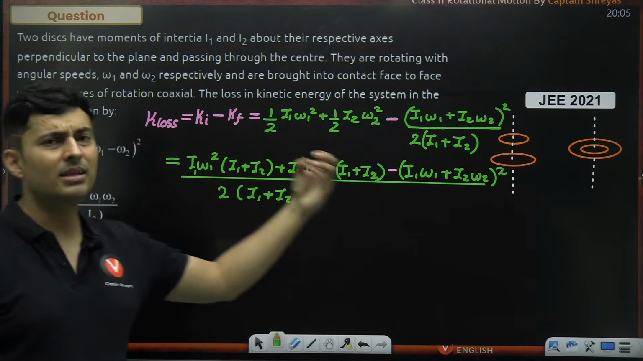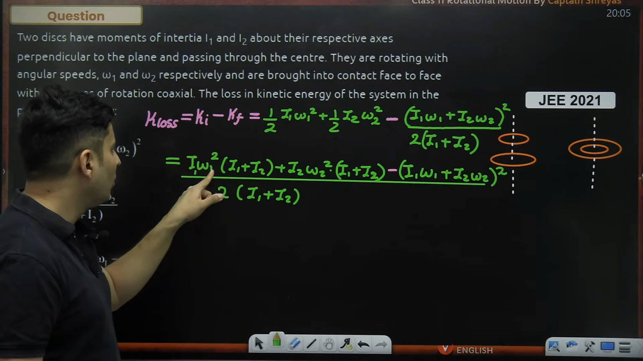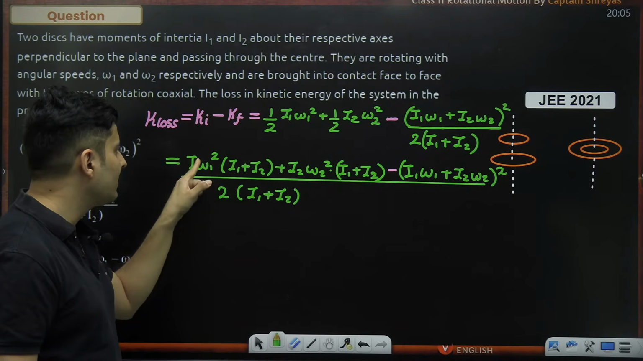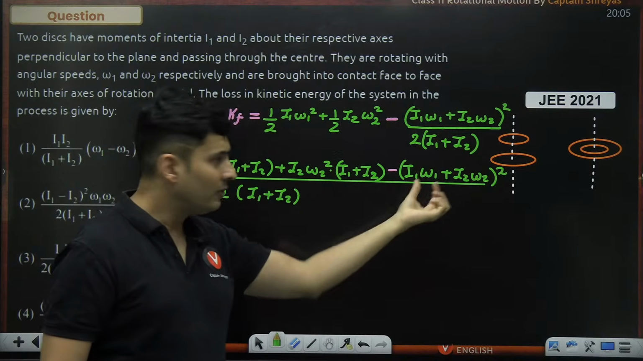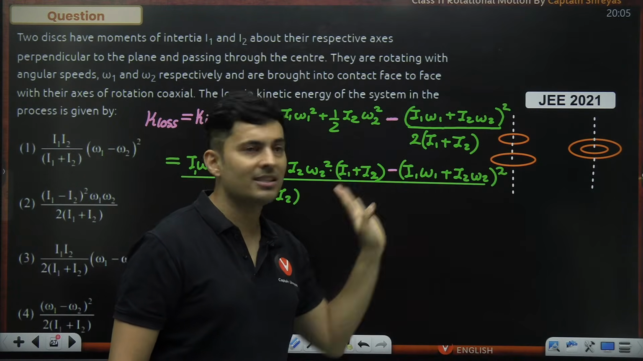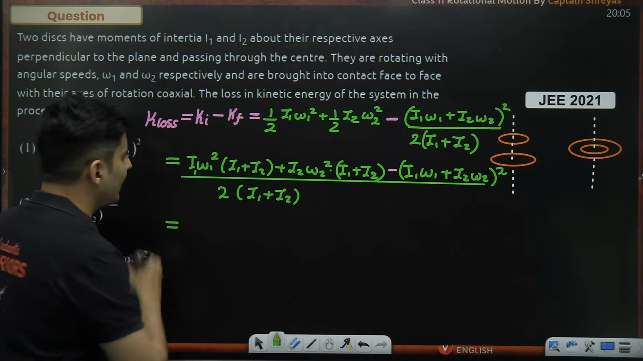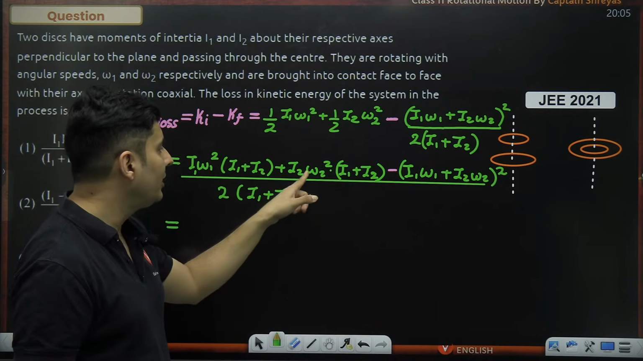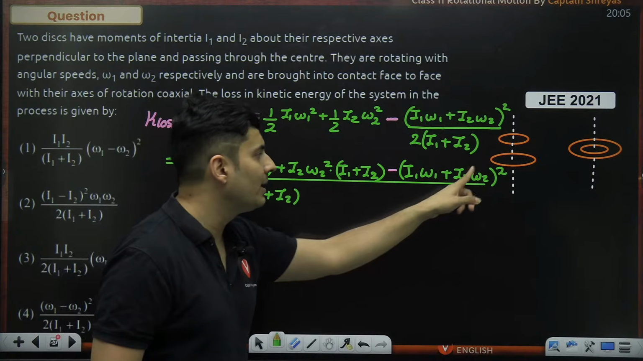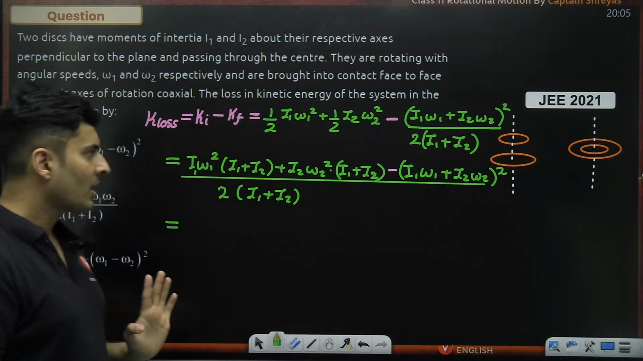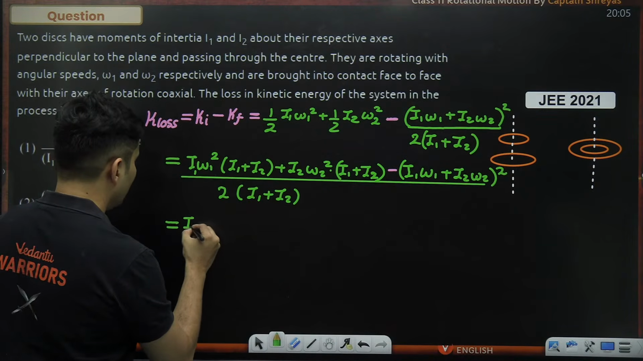If you notice, many terms will get cancelled also. For example, when I do I1 omega 1 square into I1, it will become I1 square omega 1 square. If you notice, this is A plus B whole square, so the first term will be I1 square omega 1 square. So that term will get cancelled. Many terms like that will be getting cancelled. Same thing here also: I2 omega 2 square into I2 will be I2 square omega 2 square, which will be getting cancelled over here also. So many terms are there which will get cancelled like that. So you can do that math.